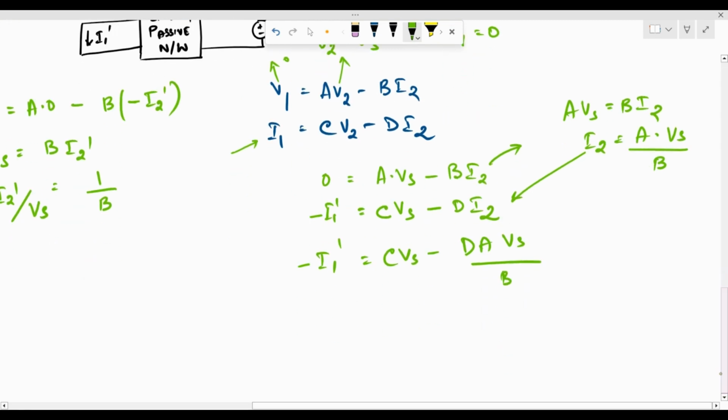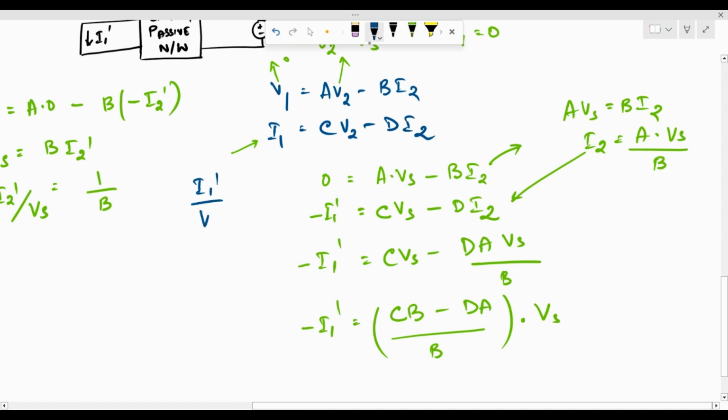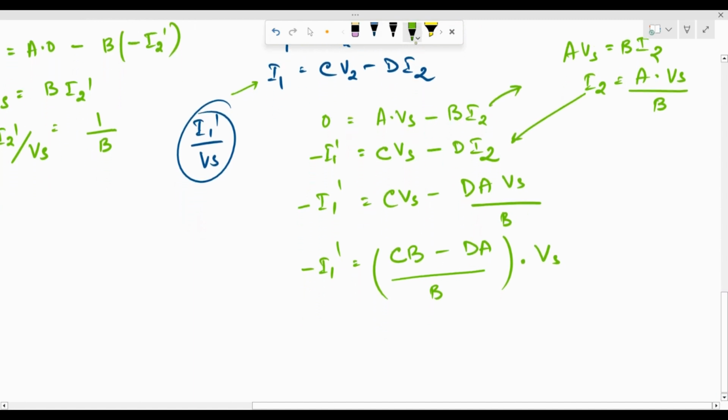So let me take LCM, and what I get here is minus I1 dash is C into B minus D into A, the whole into Vs. And our objective was to find out I1 dash by Vs. This is what we need to find. So we've almost arrived there. If I could just bring this Vs down, so I1 dash by Vs is equal to, I can adjust this minus sign over here, saying AD minus BC by B.